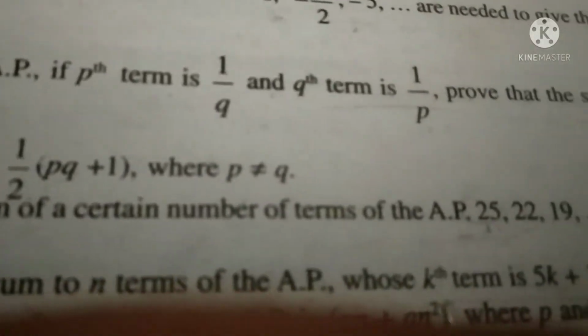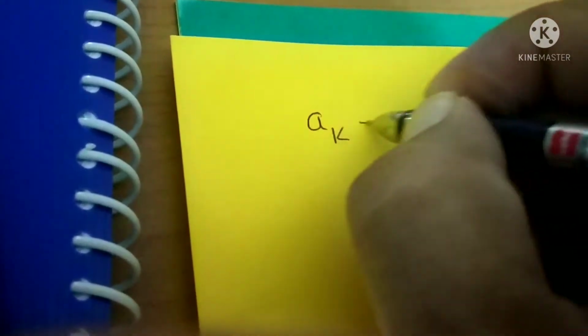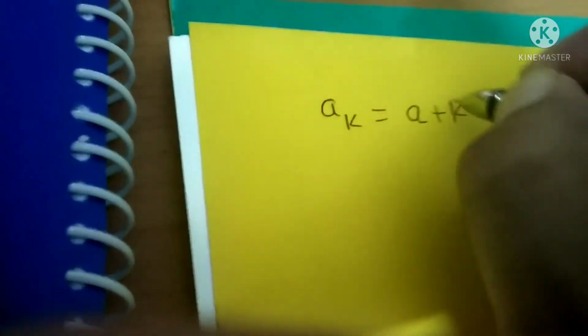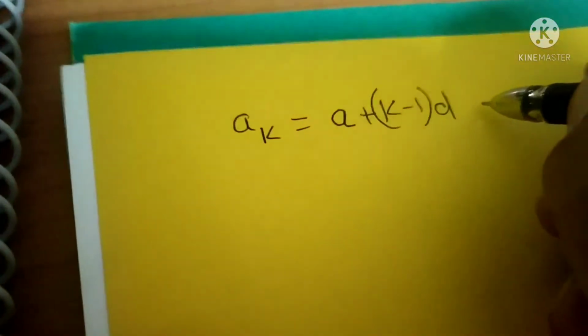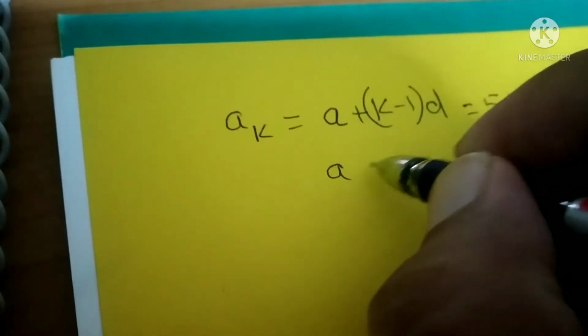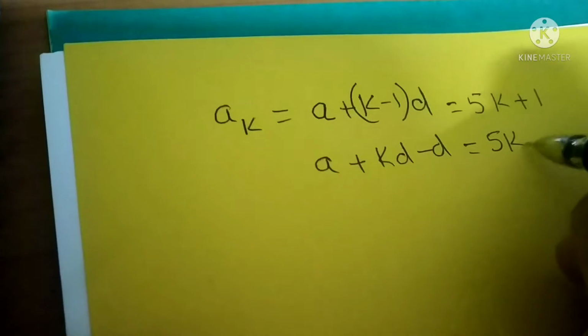For the seventh question: find the sum of the n terms of the AP whose kth term is 5k plus 1. So the kth term is 5k plus 1. The kth term ak is equal to a plus k minus 1 whole into d. The kth term is given as 5k plus 1, so this is the equation a plus kd minus d is equal to 5k plus 1.